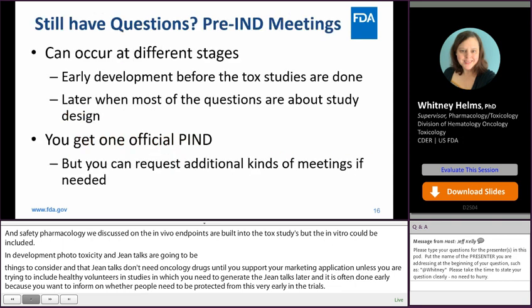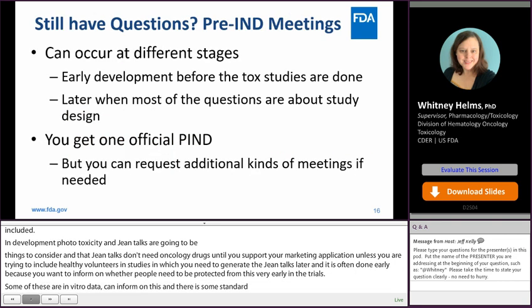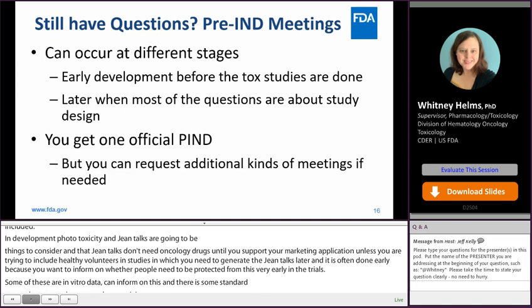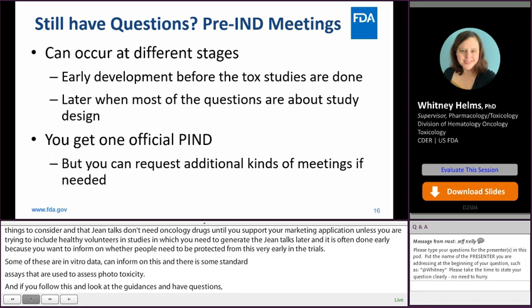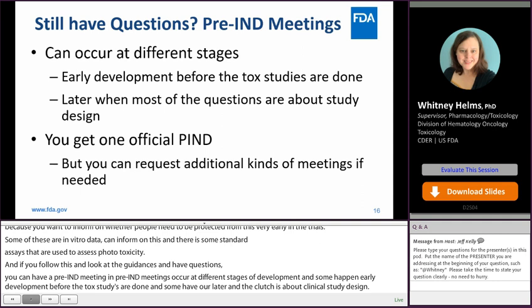So if you've done all of this and you've looked at these guidances and you still have questions, you can have a pre-IND meeting. Pre-IND meetings can occur at different stages of development. Some of them happen very early, before the tox studies are done, and some of them happen later, when most of the questions are really about clinical study design. You really only get one official pre-IND meeting, but you can request additional kinds of meetings. Most of these are going to be written response only, but we will try to answer your questions.